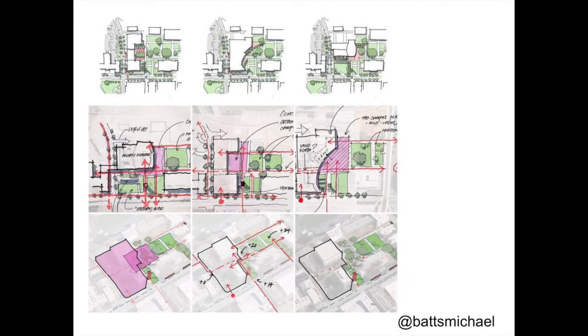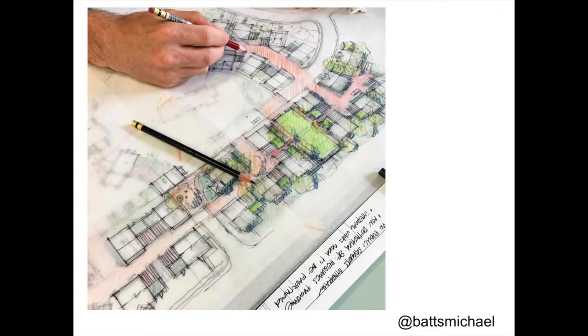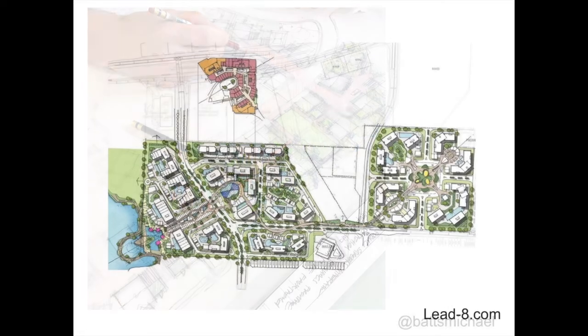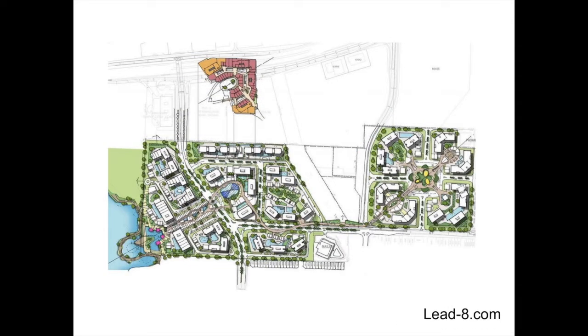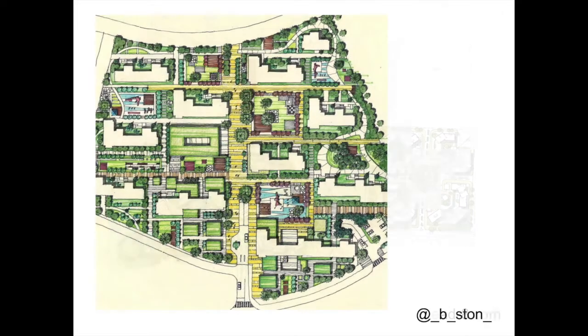And then other folks that I follow on Instagram, Bats Michael, some of his drawings that are typically done in Morpholio or in Procreate on the iPad. Still uses a lot of trace paper too. Lead 8 is a Korean landscape architecture firm doing a lot of sketching and drawing on the iPad. This one all marker.